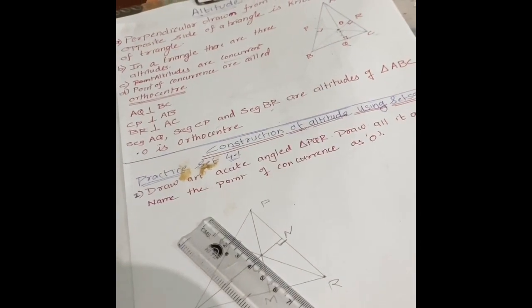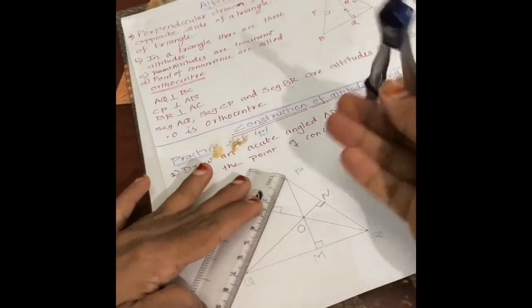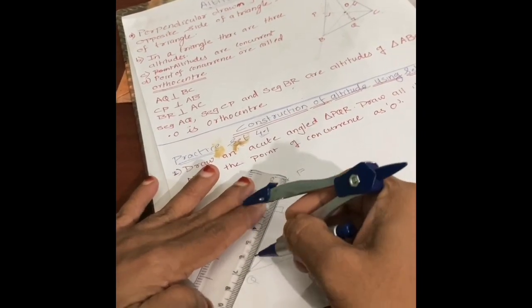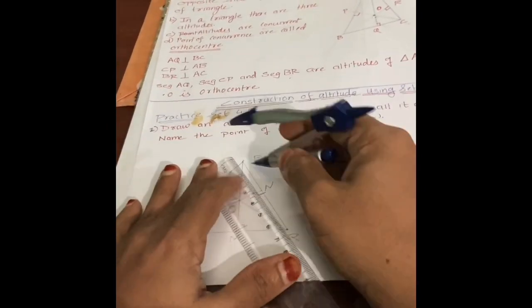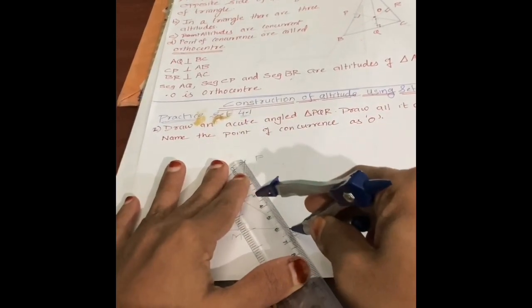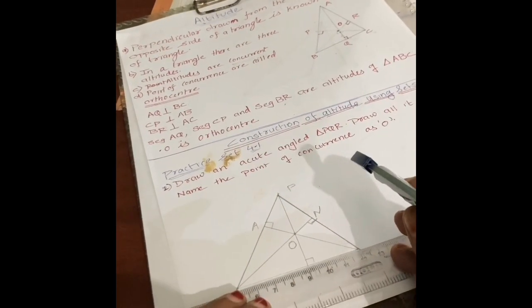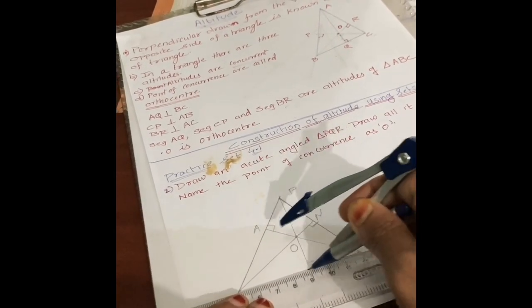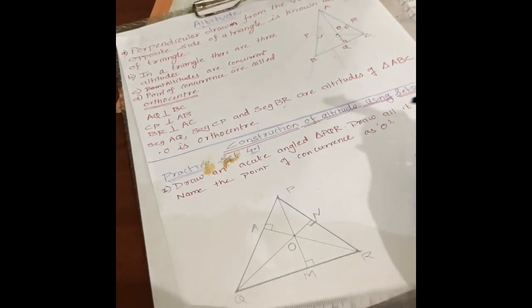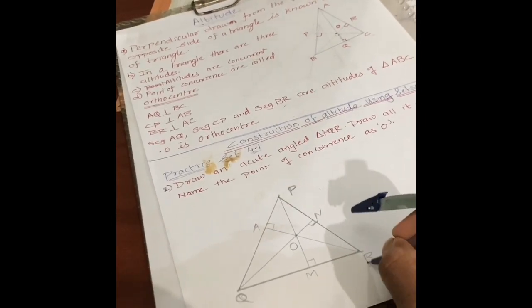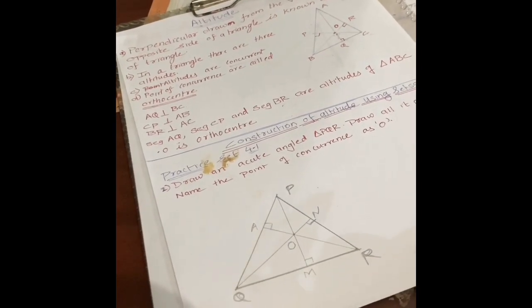So first we will draw the triangle, children. First we will draw the triangle PQR. Since no measurement is mentioned, you can use any measurement, but the triangle should look like an acute angle triangle. Now what is the meaning of acute angle triangle, children? Whenever all the 3 angles of a given triangle are less than 90 degrees, then that triangle is known as an acute angle triangle. So the triangle I have drawn, you can see here, children, is triangle PQR.